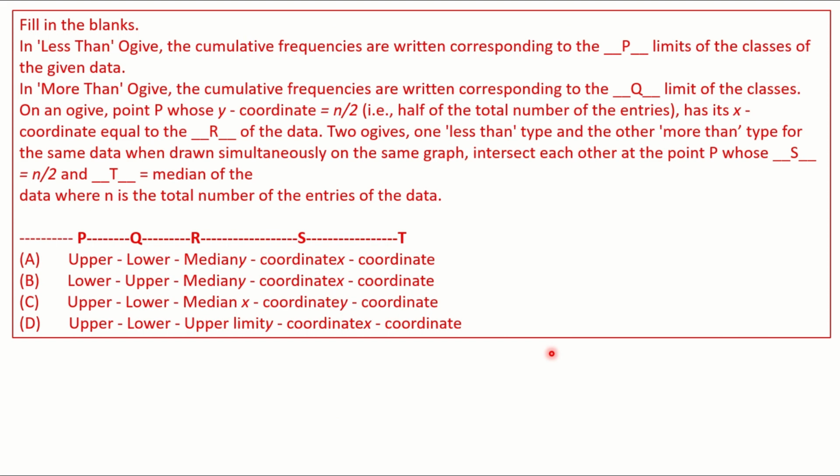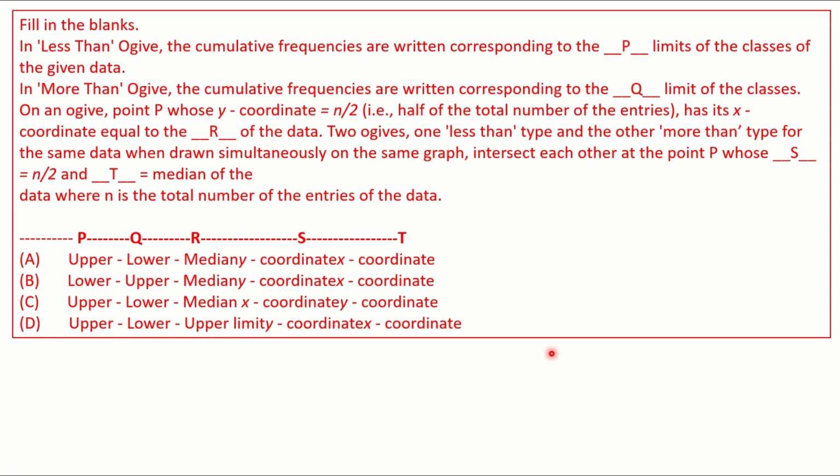Now this question looks very big. You need to understand the OGives. OGive is basically cumulative frequencies. If you have a set of data and you make all the frequencies into cumulative frequencies and draw them, either less than, from small to big, in increasing order, or decreasing order, it's called less than OGive or more than OGive. Once you know what OGives are, then it's very easy to solve it actually.